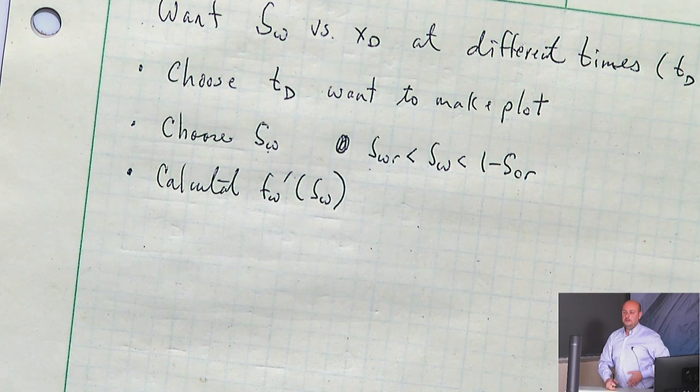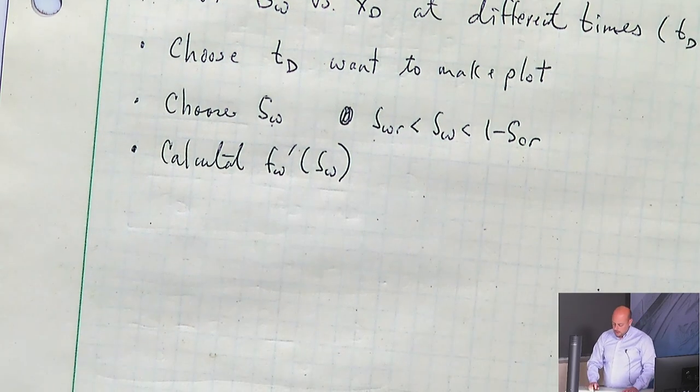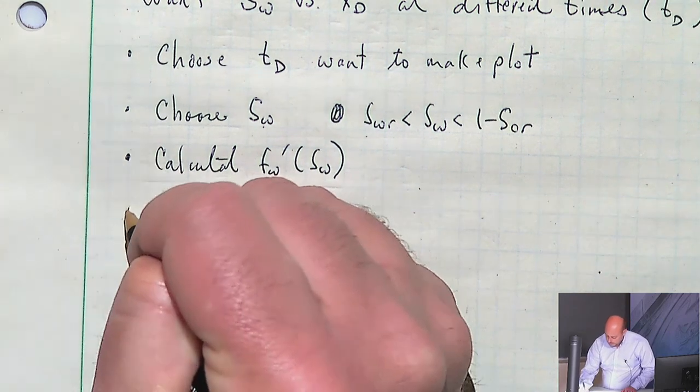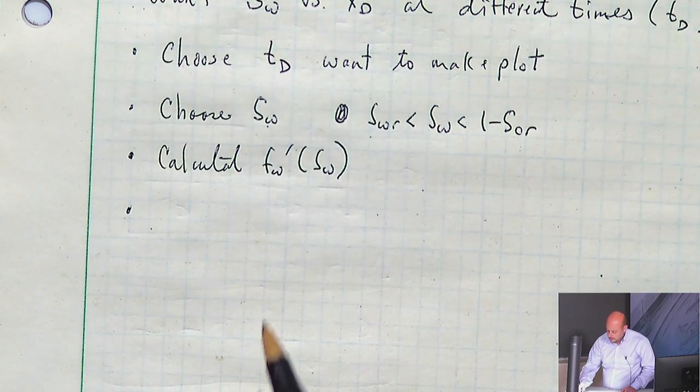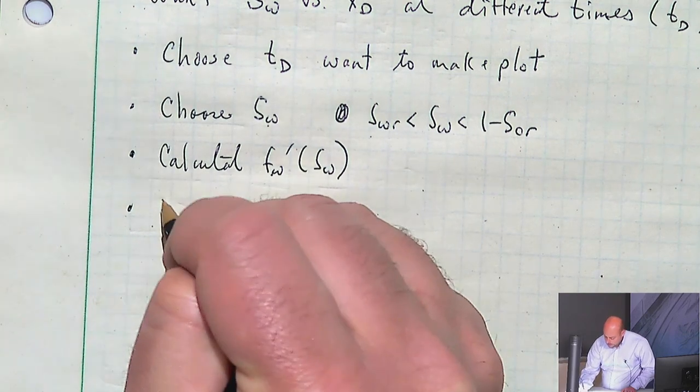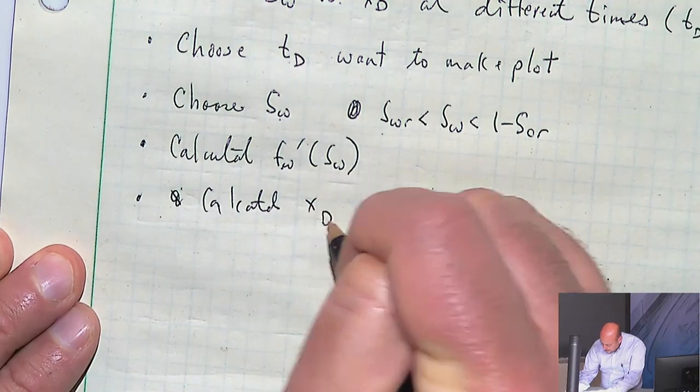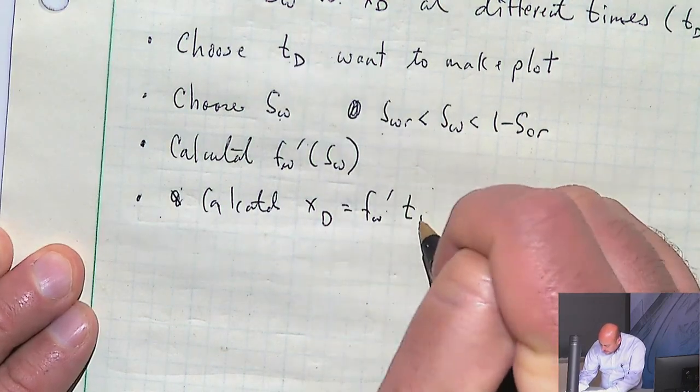And what you'll probably be asked to do on a homework or an exam is I might give you those curves. I might just give you a plot and ask you to read off the plot with a pencil and paper. So do expect to maybe do that. We'll probably do some examples in class. Then the next thing we do, now that we got f_w prime and we got t_D, is calculate x_D equals f_w prime times t_D.